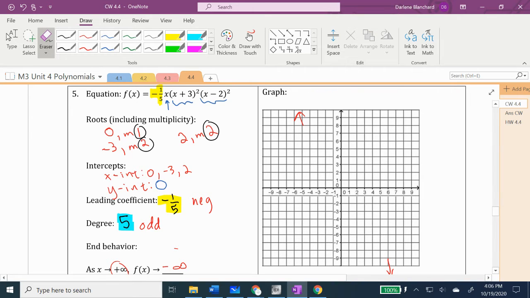Then I'm going to plot my intercepts. My intercepts are x-intercepts of 0, negative 3, and 2. My y-intercept is 0, so it's already there. And then I want to pay attention to the multiplicities as I go from up here at positive infinity and move left to right. I don't know how far down or how far up it goes before it turns. That's okay. The first x-intercept I'm going to hit is -3. -3 has a multiplicity of 2, so I will bounce off the x-axis.